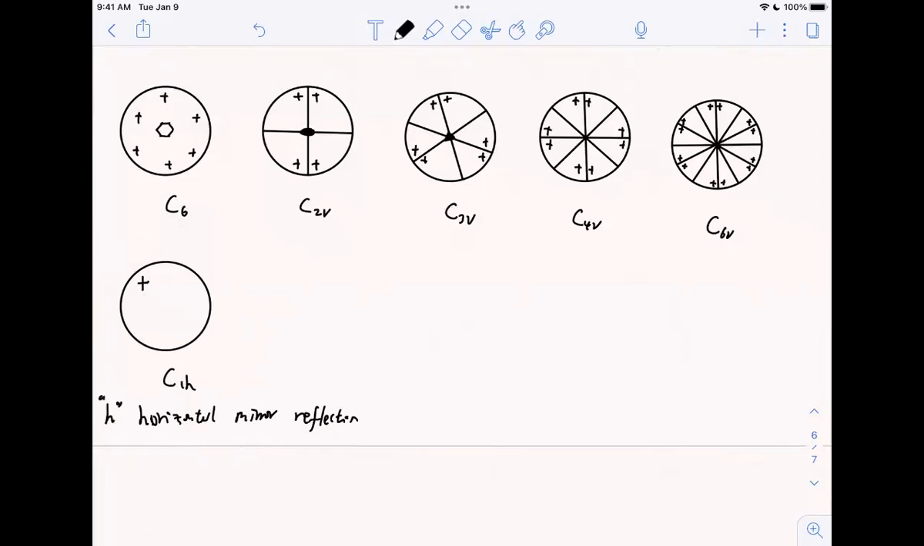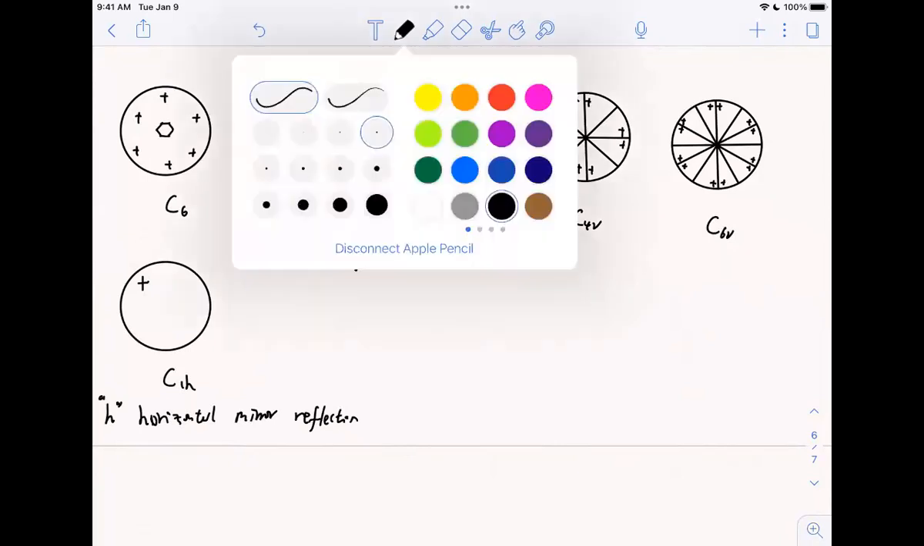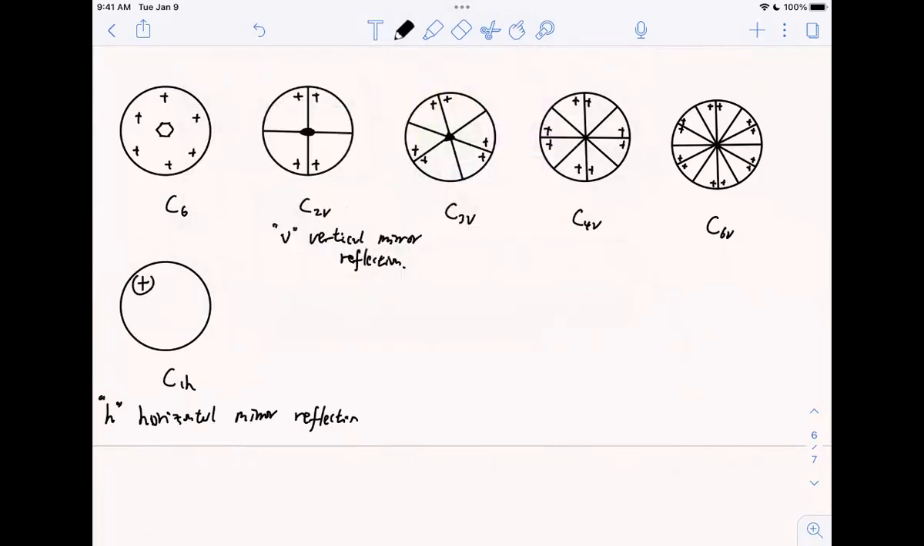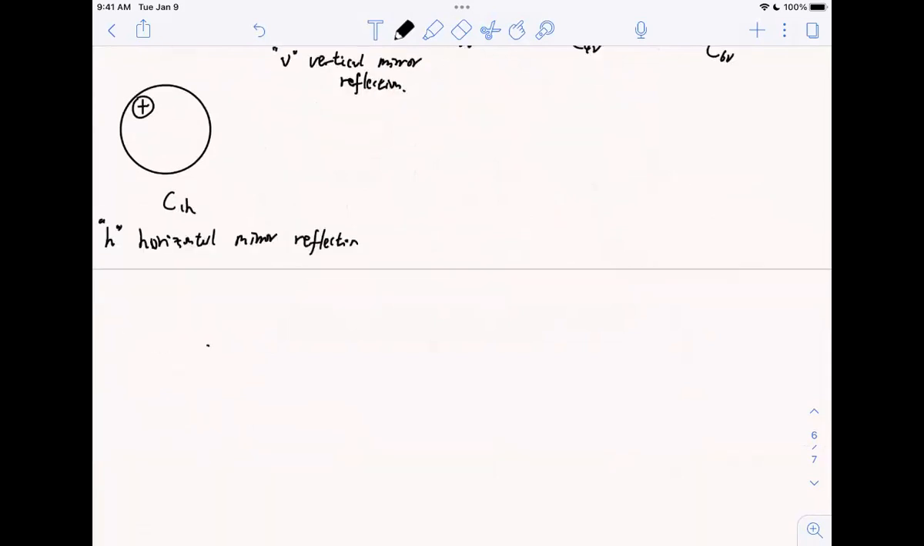So this V means vertical mirror reflection. These are the names. So what do you mean? We're going to use a circle to represent it. Okay, so let's say I draw a cylinder. So the cross is here, and then the circle is here.